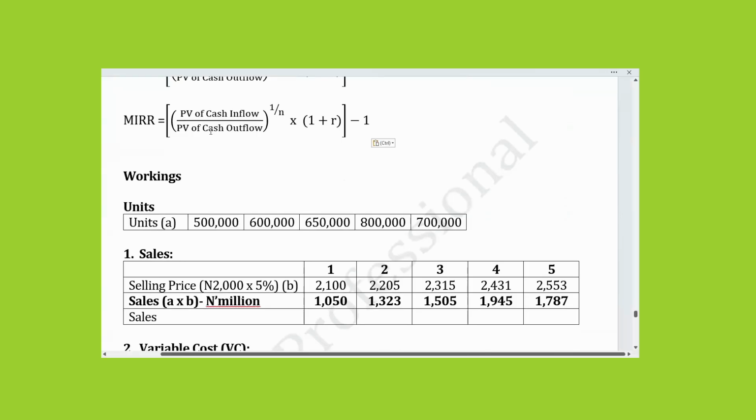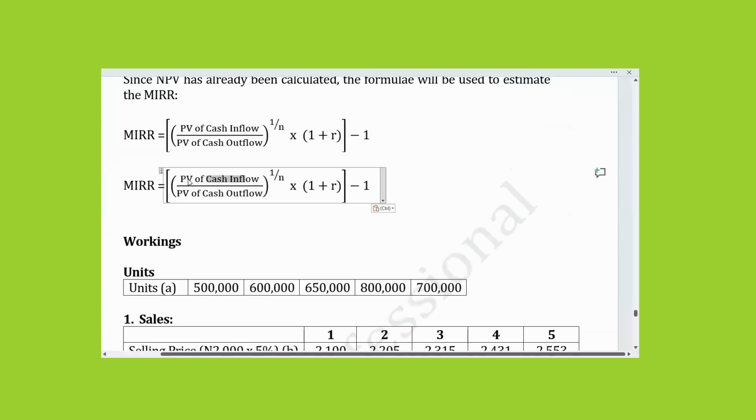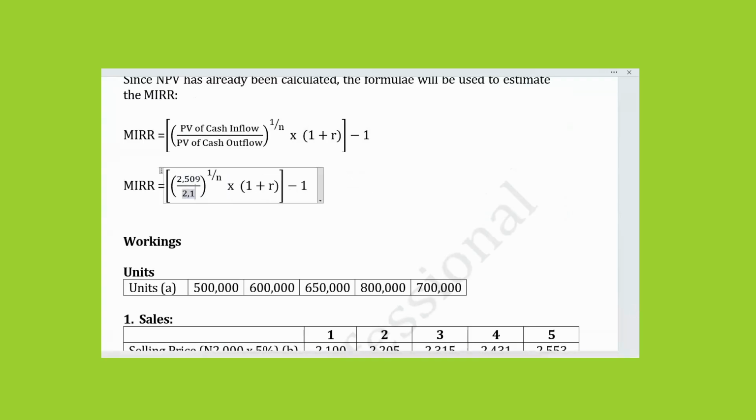So present value of cash inflow is 2509, divided by present value of cash outflow, which we calculated as 2105. The useful life of this project is 5 years, so 1 divided by 5. Then 1 plus cost of capital. Cost of capital is 13%, so that's 1.13. You can see it's not difficult. You see how life is so easy.